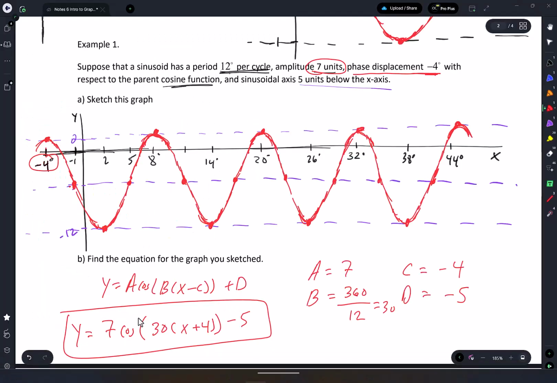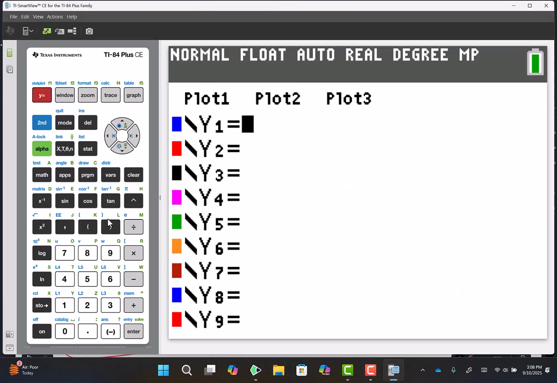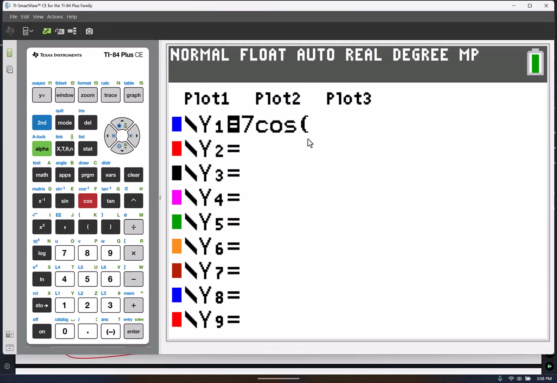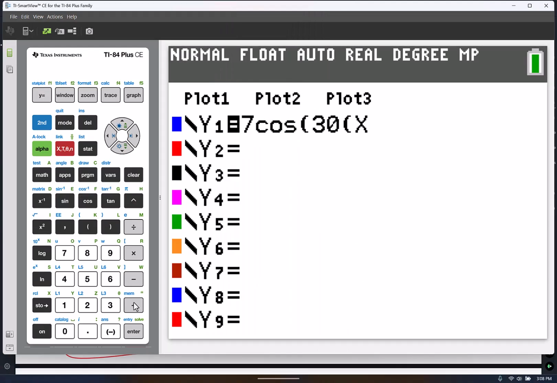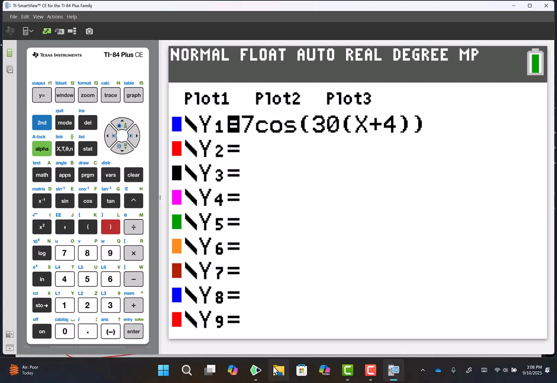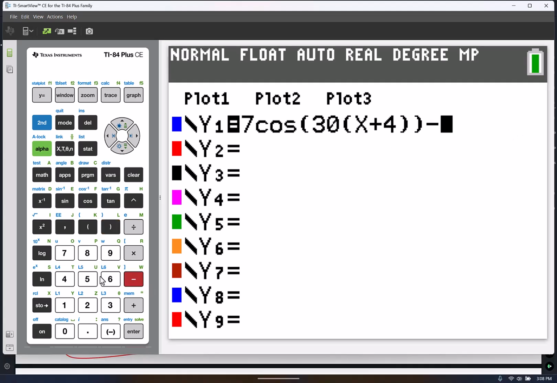Just type in this expression, 7 cosine. It automatically opens up a parenthesis for you. 30. Open up another parenthesis. The x is right next to the alpha. X, see? Minus a -4, so you're going to be +4. And then close it twice. Close the x plus 4, and then close it to put that 30 in there. And on the outside, minus, the minus is next to the 6, -5. Do that. Don't push graph yet.